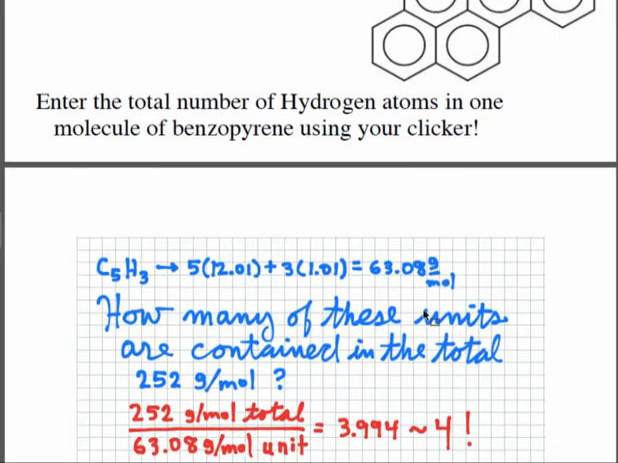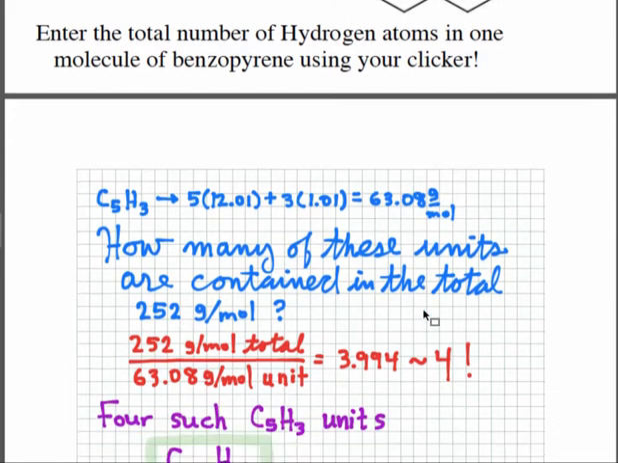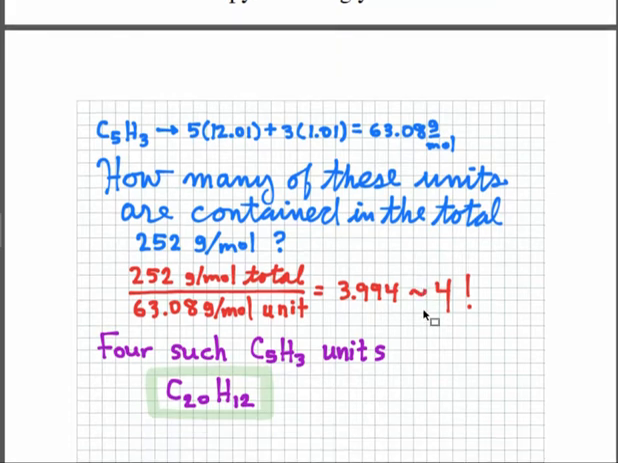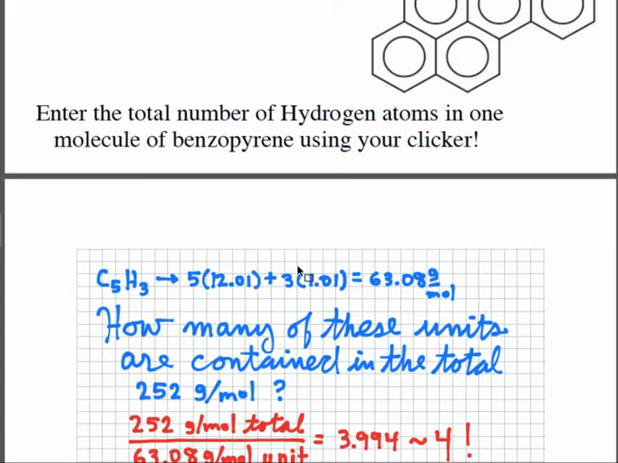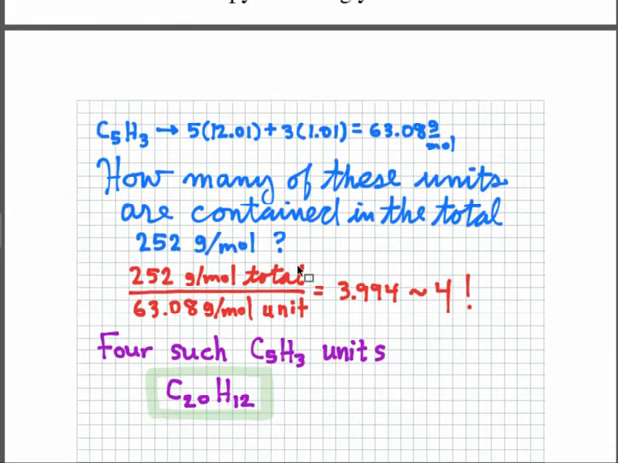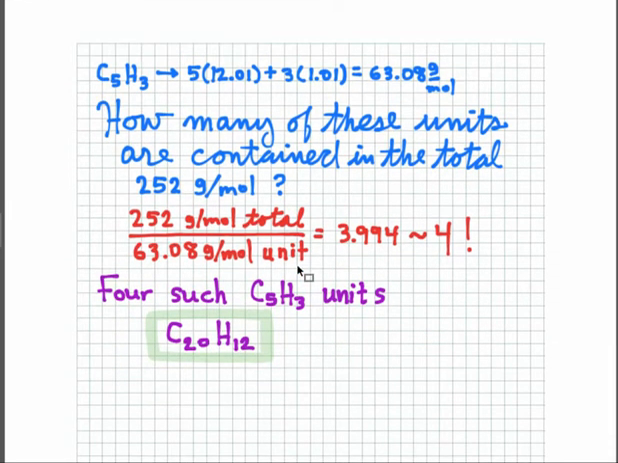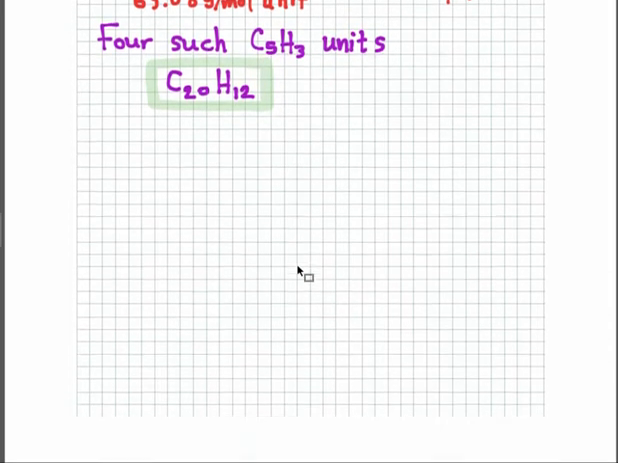So question is, how many 63s fit into the entire molar mass of 252? The answer is about 4. So instead of C5H3, it's probably 4 times that and 4 times that. So if I went around and counted up the carbons and hydrogens, taking into account the bonding and the hydrogens, it would be C20H12. Interesting.